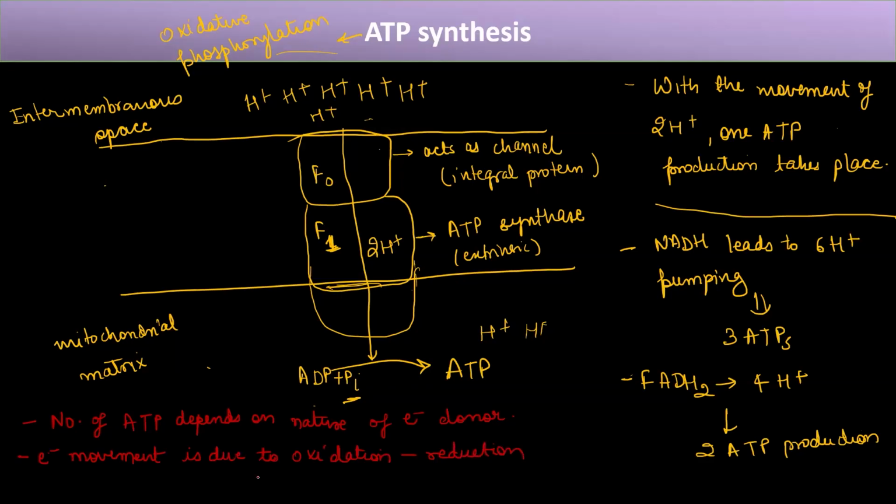While in the case of photosynthesis, what was it? In photosynthesis, this movement was due to light. So here, no light is involved. Here, it is simply oxidation reduction, while in photosynthesis, it was due to light. So with this, we have completed this chapter, that is respiration in plants.